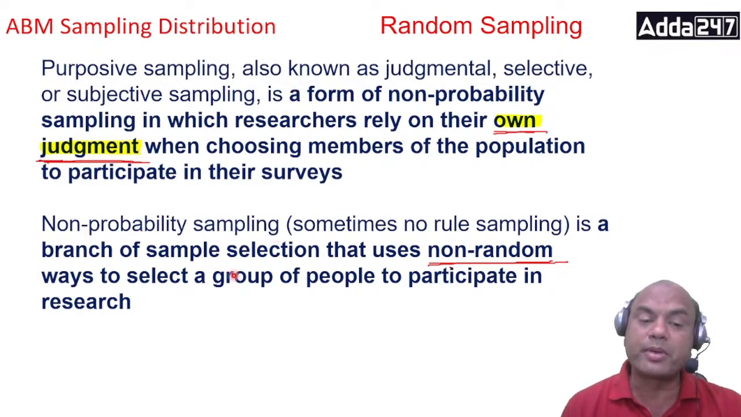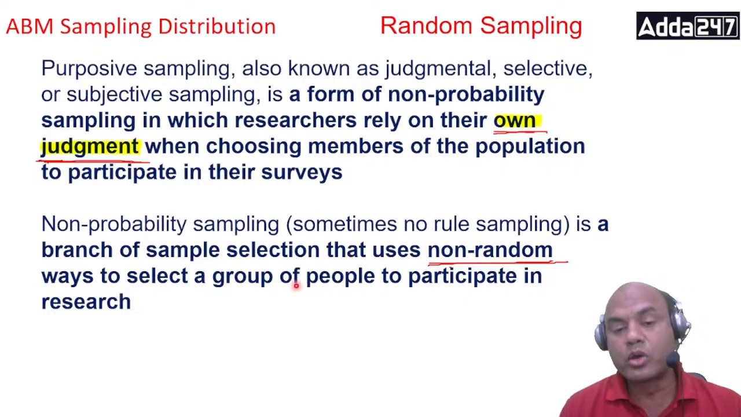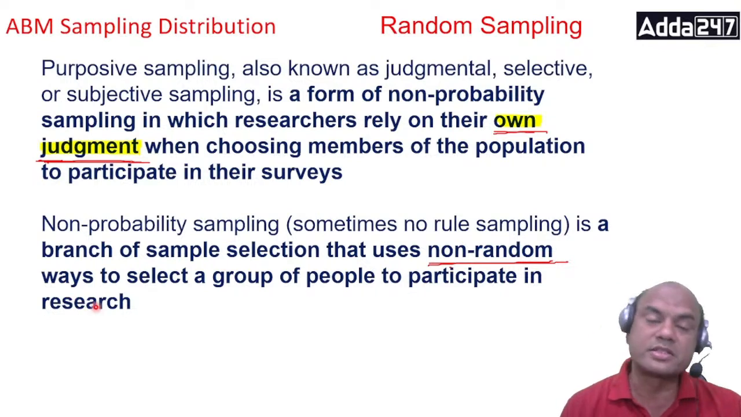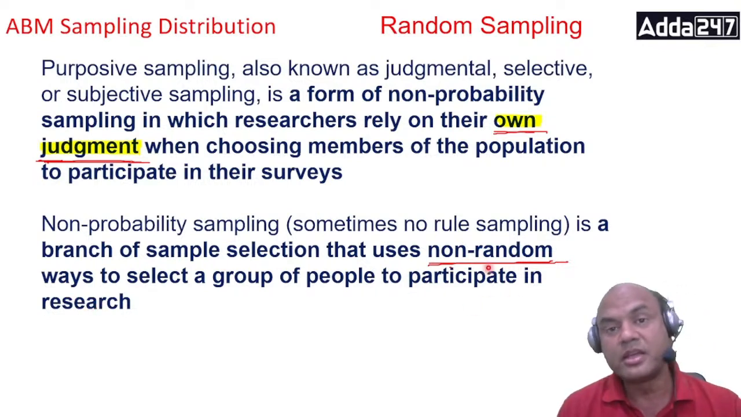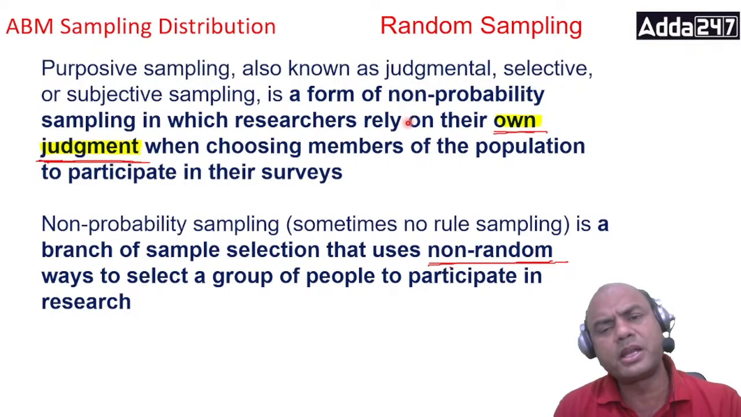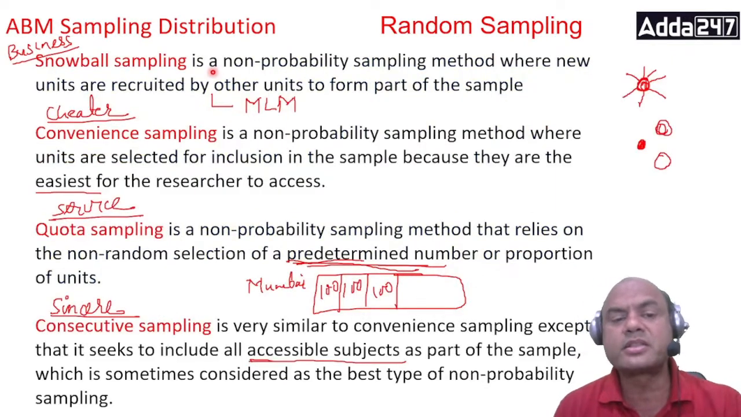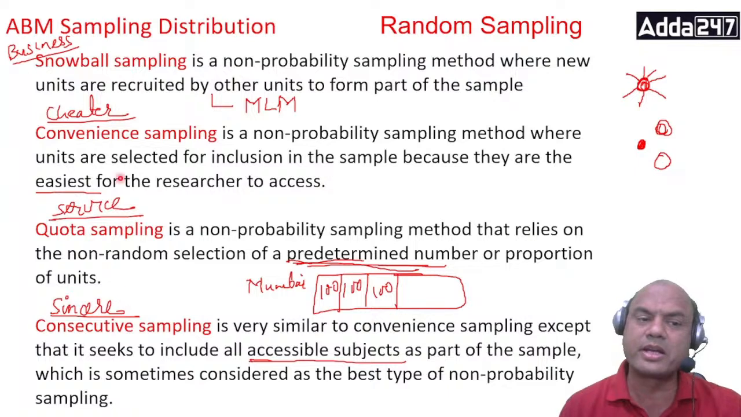Non-probability sampling is a branch of sample selection that uses non-random ways to select a group of people to participate in the research. Non-random ways, okay? It's based on the judgment, simply, completely on the judgment. Now some other samplings, and these are also judgmental only.